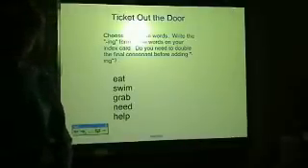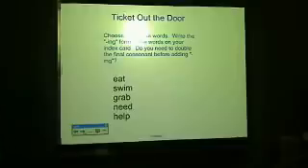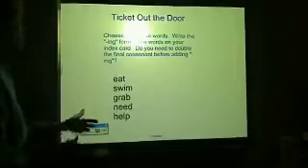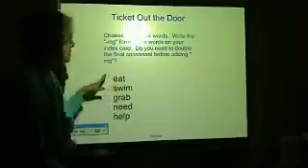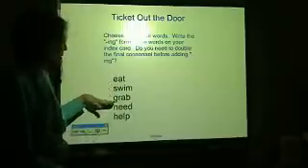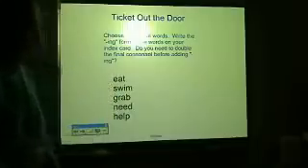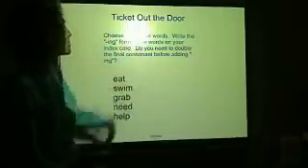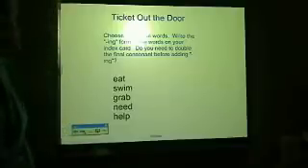Finally, ticket out the door. Students will have an index card, and they're simply going to choose three of these five words: eat, swim, grab, need, and help. They're going to write the ing form of the words that they choose on their index card.